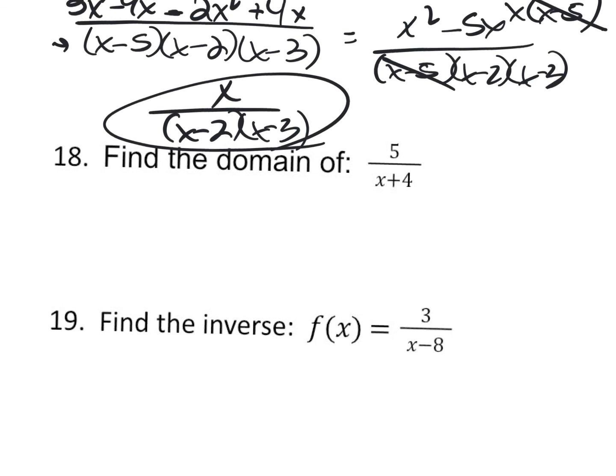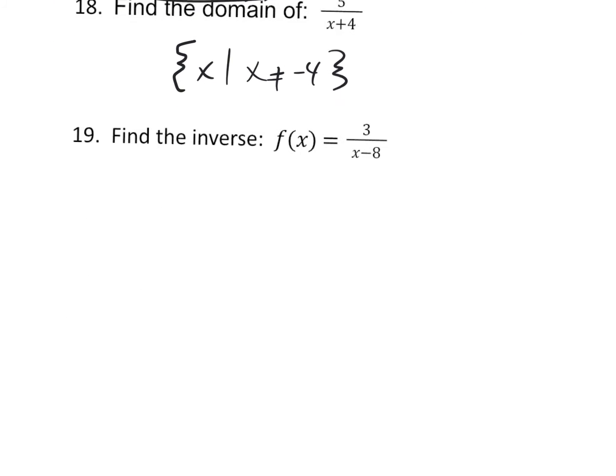Number 18, find the domain. Only time domain is not all real numbers, remember, is if there's some kind of radical or if there's a fraction. And there's a fraction here, and you cannot have 0 on the bottom, so we're going to say all x such that x cannot equal negative 4. That's the only thing x cannot be.